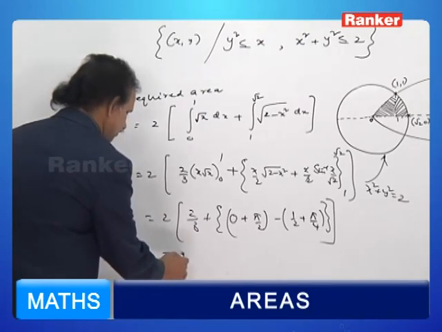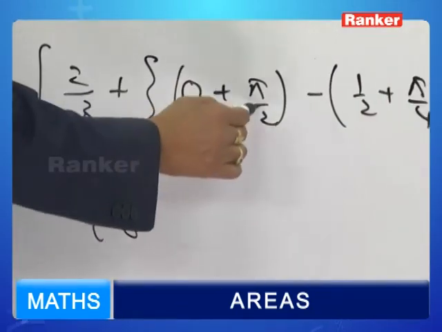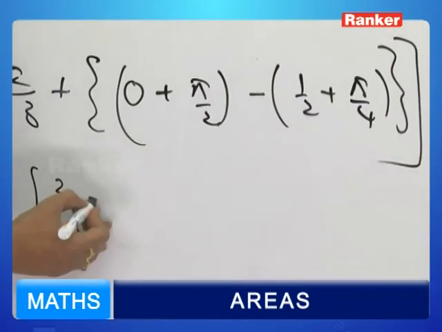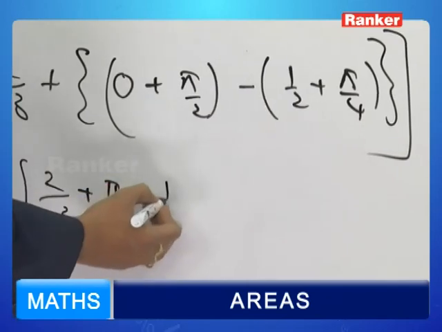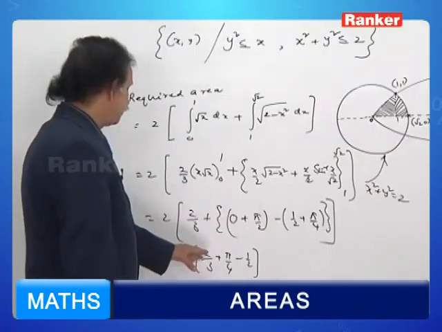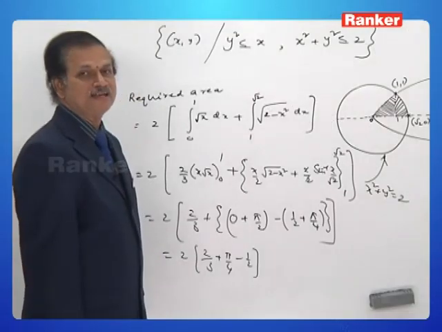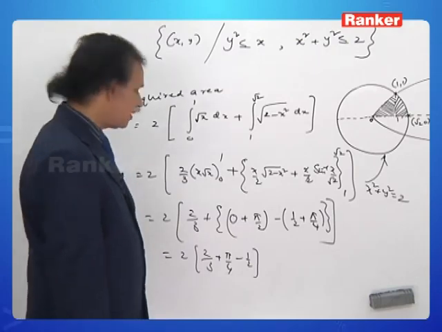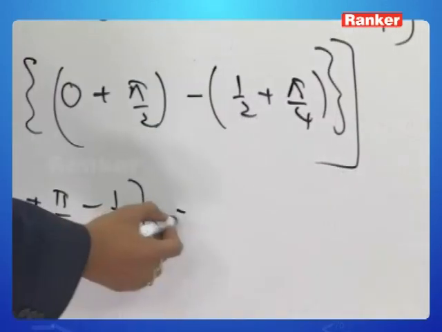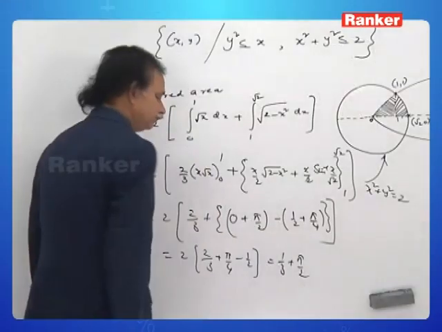Okay. So, this is 2 into. This is 2 by 3. Pi by 2 minus pi by 4 is plus pi by 4, minus 1 by 2. 2 into 2 by 3 is 4 by 3. 2 into half is 1. 4 by 3 minus 1 is 1 by 3. So, the answer is 1 by 3 plus pi by 2.